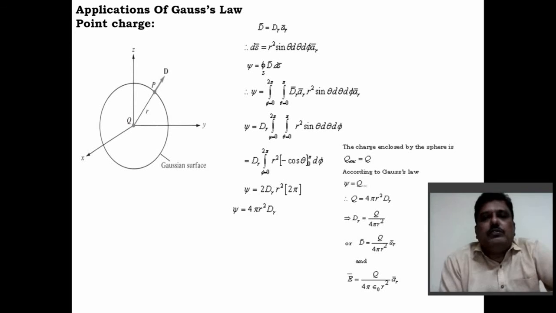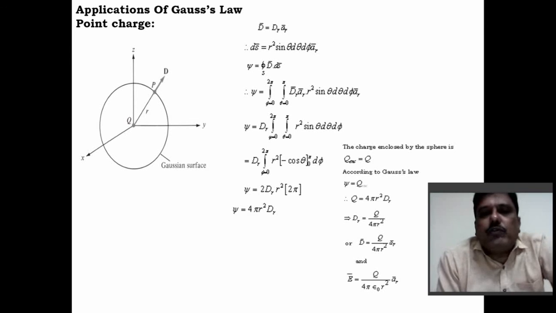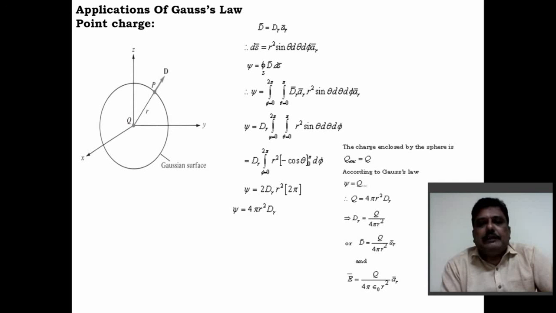So psi equals Dr times the integral of phi from 0 to 2 pi and the integral of theta from 0 to pi of r square sin theta d theta d phi, since ar bar dot ar bar equals 1. Simplifying that, we get psi equal to 4 pi r square Dr.